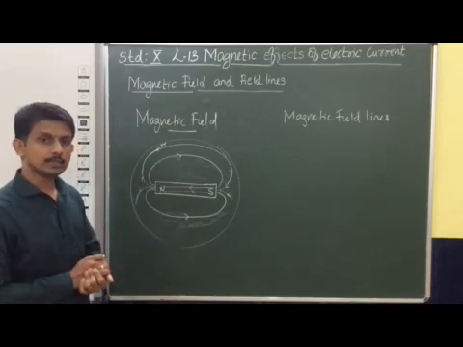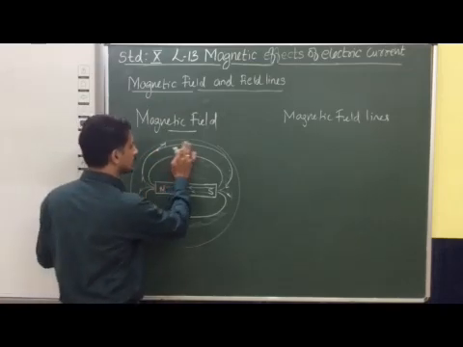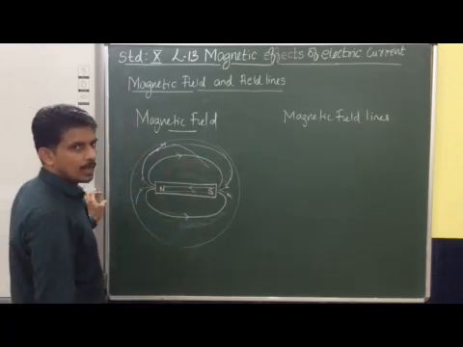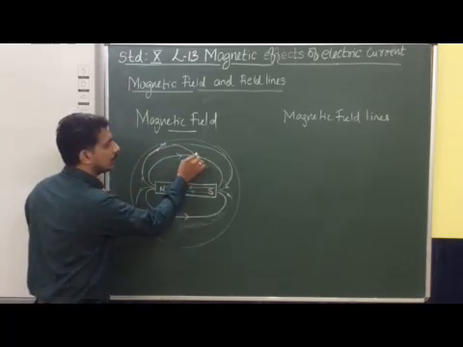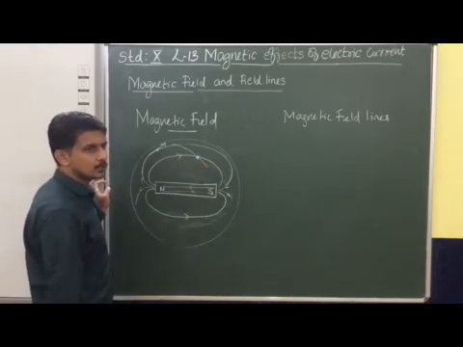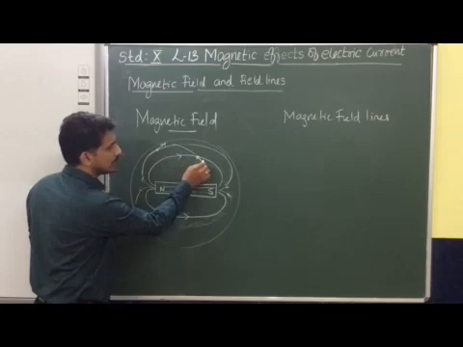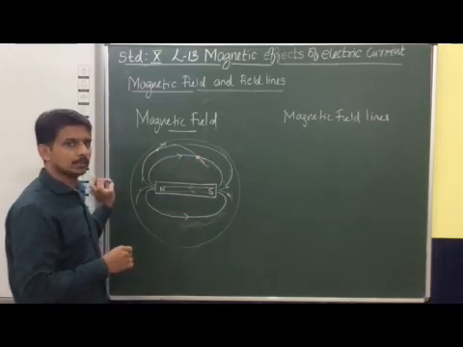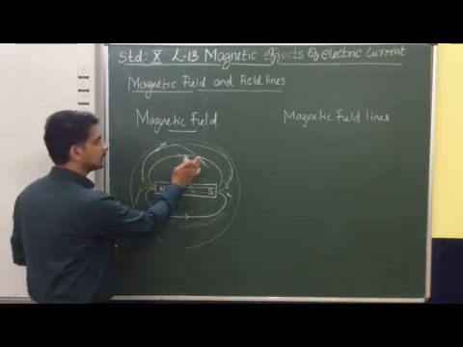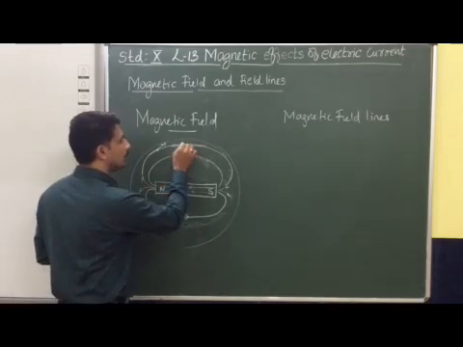Why will they not intersect? Because suppose we are considering a situation in which any two field lines intersect, and if you keep a magnetic needle at this point, it should show two directions. That is not possible. That means field lines will never intersect. So these are some of the characteristic properties of magnetic field lines.